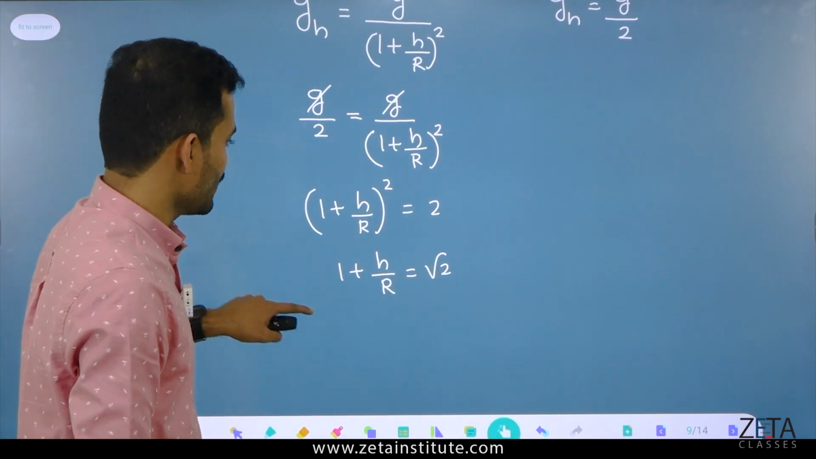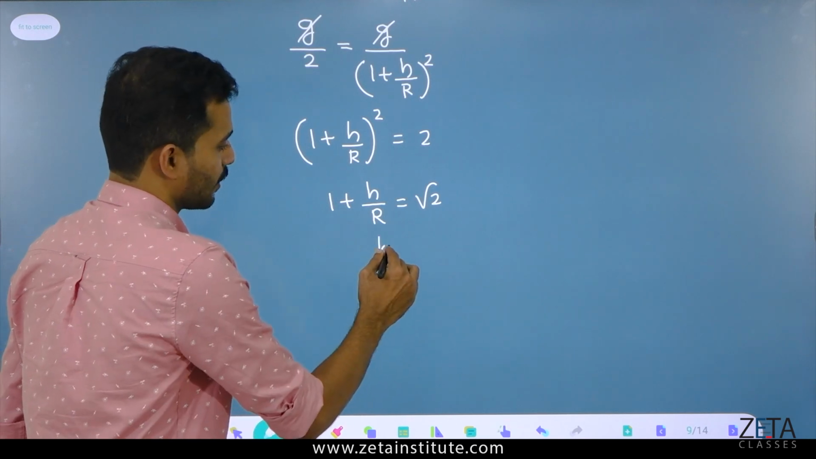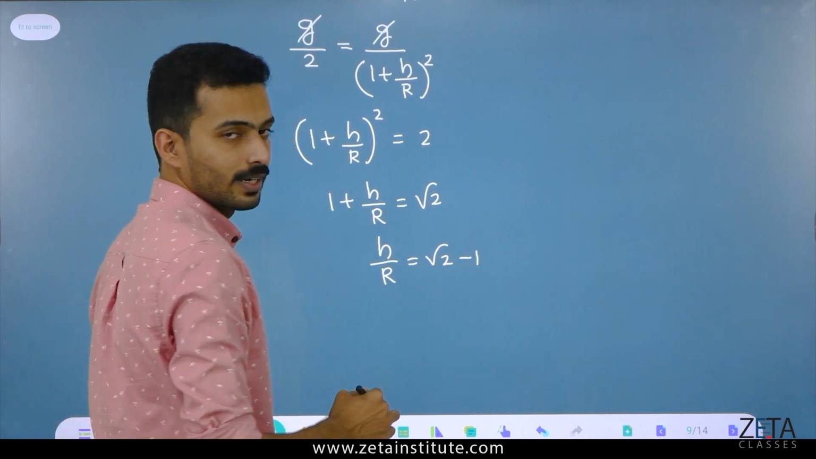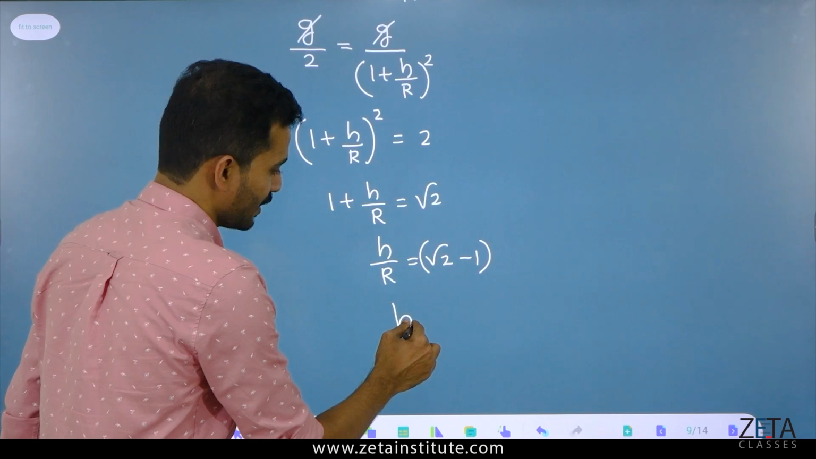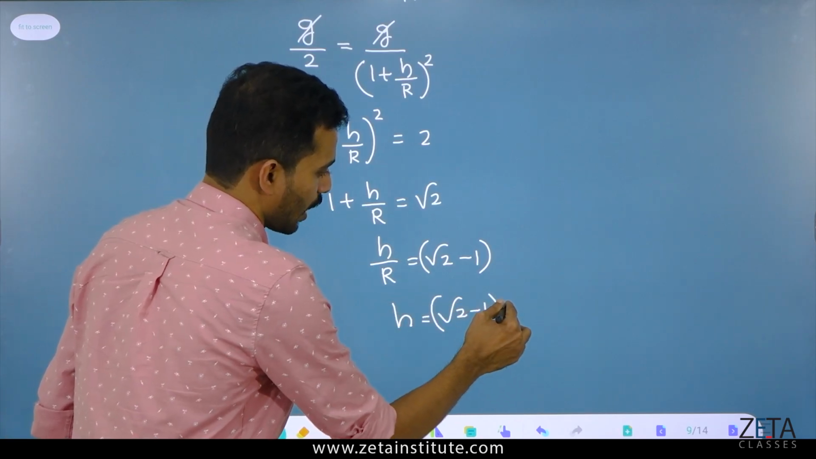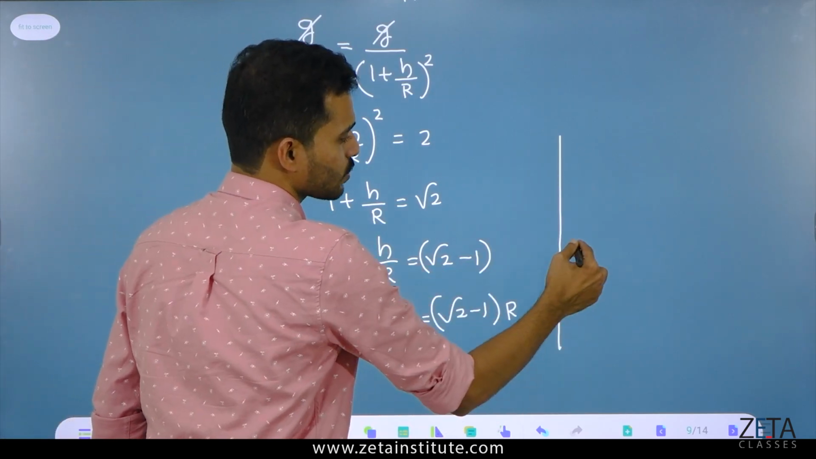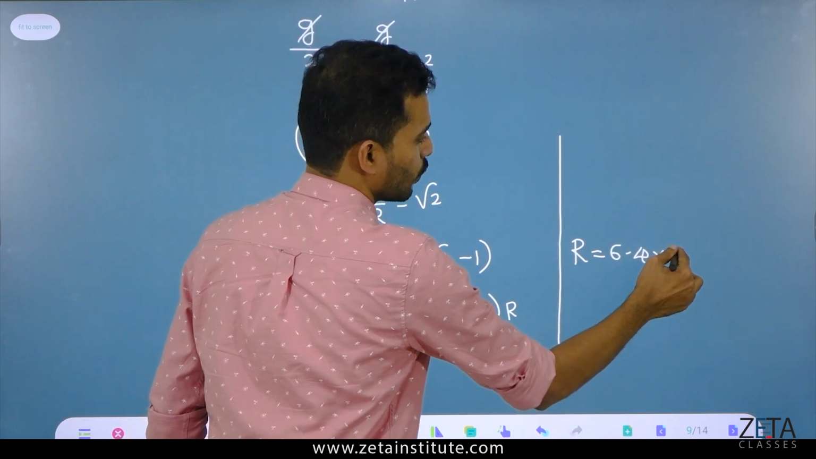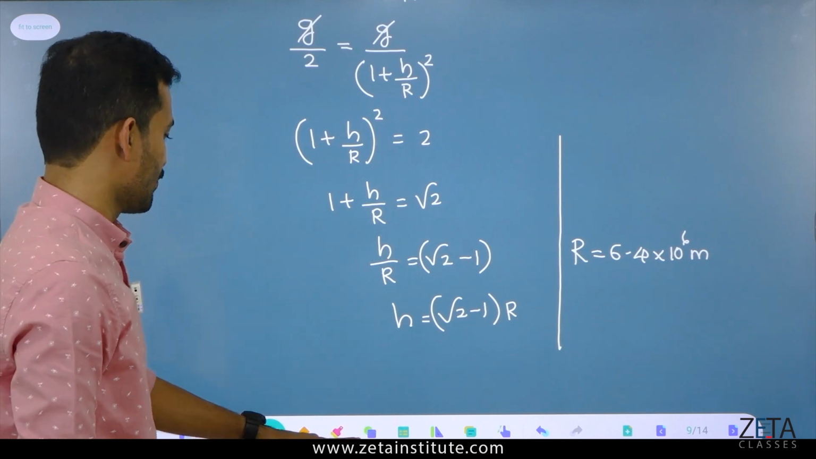Then next, what is h by r? You have to find the value of h. h by r is equal to root 2 minus 1. So height can be calculated using this equation, root 2 minus 1 into r. We know the value of the radius of the earth. The radius of the earth is 6.4 into 10 raised to 6 meter. Then what will be the value of h?